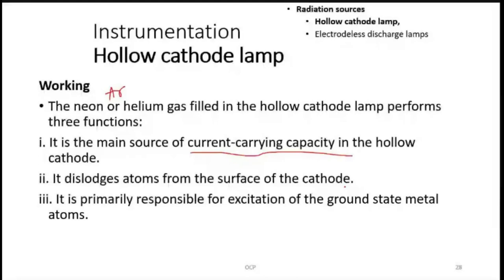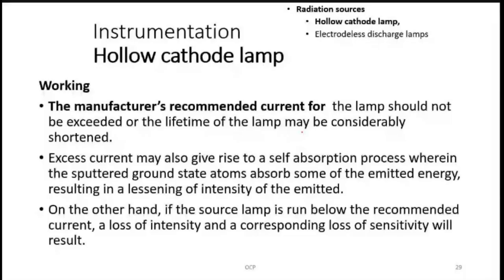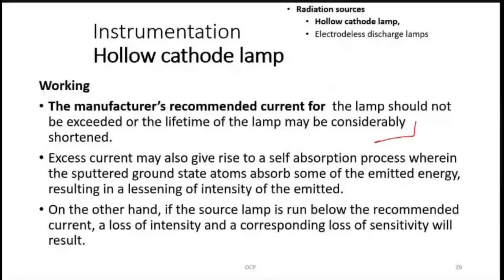The manufacturer's recommended current for the lamp should not be exceeded, or the lifetime of the lamp may be considerably shortened. So for a particular construction type, there will be a fixed current that is recommended. Excess current may also give rise to self-absorption, wherein the sputtered ground state atoms absorb some amount of energy, resulting in less intensity of the emitted radiation.